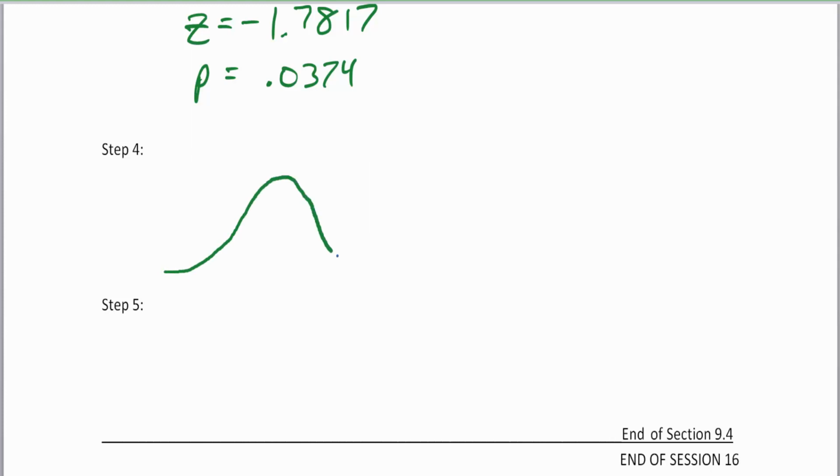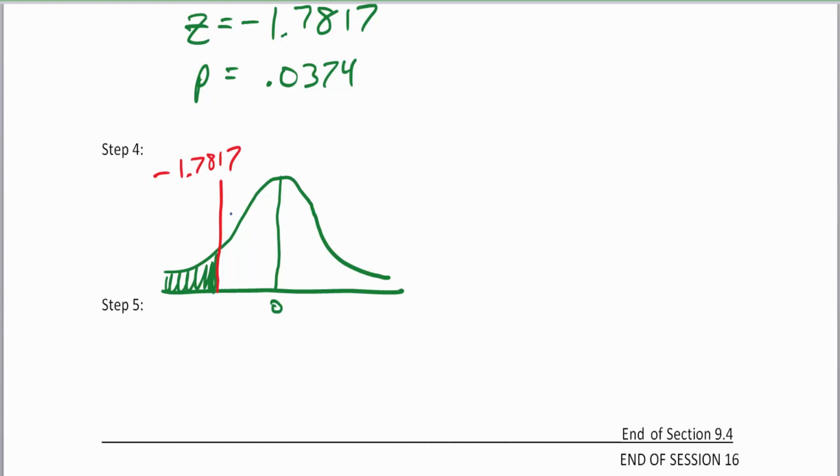Now let's draw the bell curve here. Okay? Now, this is 0 standard deviations away from the norm. We have a shaded side over here, and we're going to plant our flag at negative 1.7817, which is the z-score telling me that I'm almost 2 standard deviations below the norm, and I know that is very, very unlikely. I mean, 2 standard deviations away from the norm is not normal.